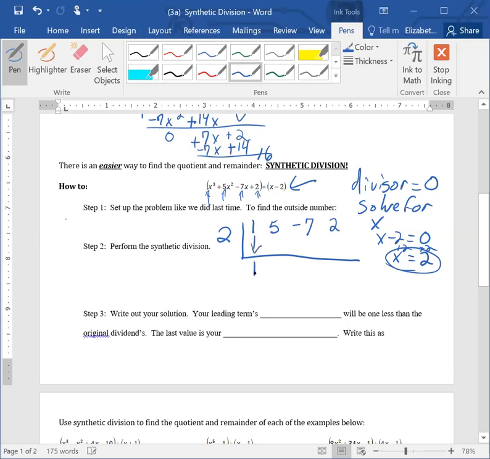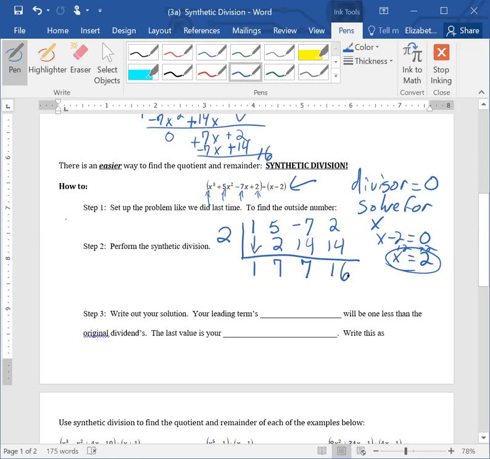That's the very first thing we do. And then we perform our multiplication. So 2 times 1 is 2. And remember on this one, instead of subtracting, we're adding. So 5 plus 2 is 7. 7 times 2 is 14. Negative 7 plus 14 is positive 7. And 7 times 2 is 14. 14 plus 2 is 16.